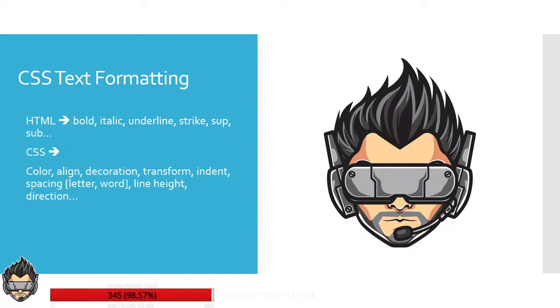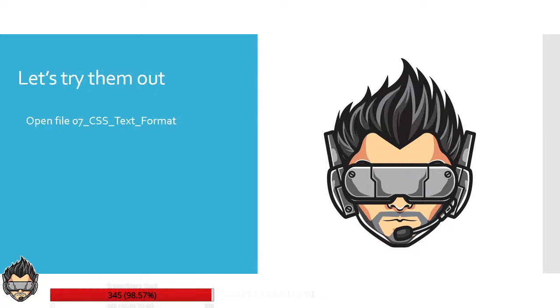decorating the text. But for CSS, we have so many things like color, alignment, decoration, transform, indent, spacing between each letter, spacing between each word, spacing between each line, and also the direction where you want it to go from the right to left or left to right. It's amazing, right? There are a lot of properties just in CSS alone. So let's try them out.